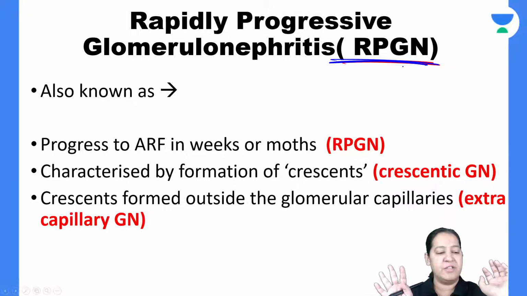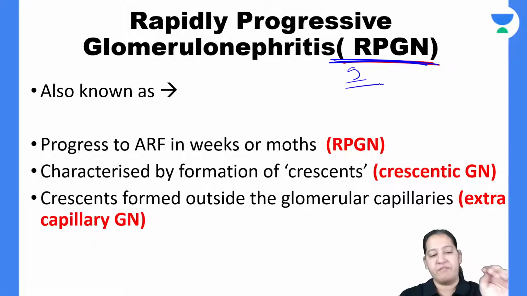Give me a thumbs up in the chat box. Give me a thumbs up if you got my point. So in this way, we are going to cover all 9 glomerulonephritis one by one.